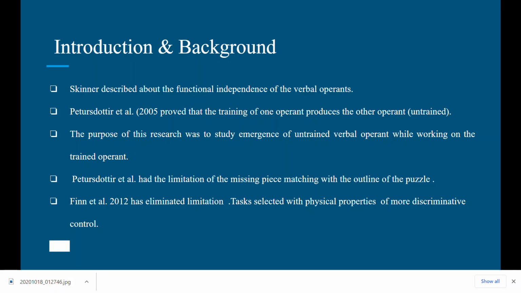Petursdottir et al. had chosen a task which had limited discriminative control. However, Finn et al. eliminated this limitation by choosing a task which has physical properties providing more discriminative control.